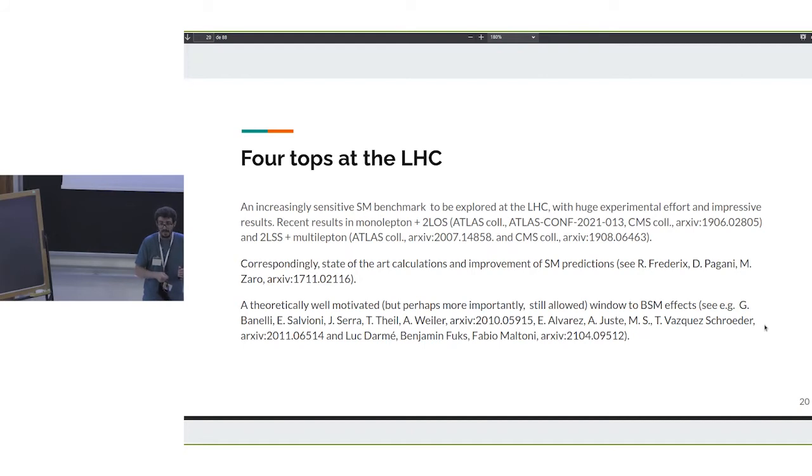There is a great effort also to have state-of-the-art calculations and an improvement of the background modeling of the standard model prediction. And there is also, and this is very important for me at least, that 4 tops is one of the remaining well-motivated windows into a lot of proposed beyond the standard models, in the sense that measuring 4 tops with high precision can hopefully tell us more about the proposed degrees of freedom of physics beyond the standard model.